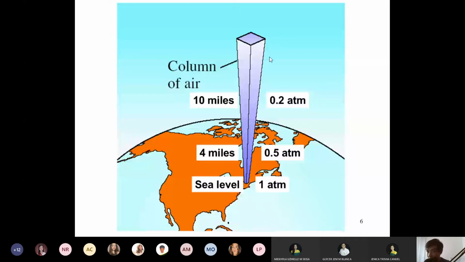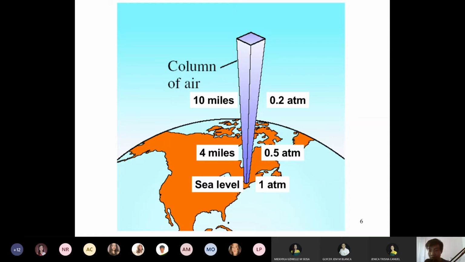Molecules are affected by the gravitational pull. So as the Earth pulls the atmospheric gases, that means the gases exert pressure on us. Kaya nafe-feel natin yung atmospheric pressure. And depending on your elevation here on Earth, the atmospheric pressure changes.